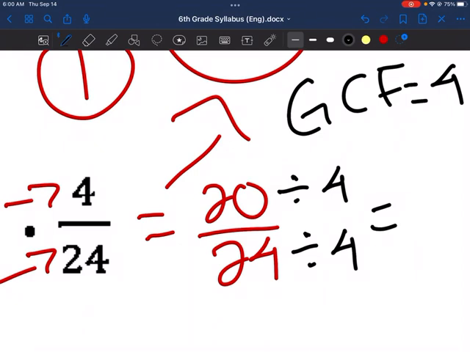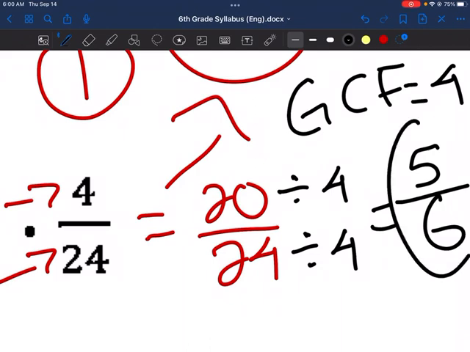Perfecto. Ahora, están haciendo lo mismo, chicos.